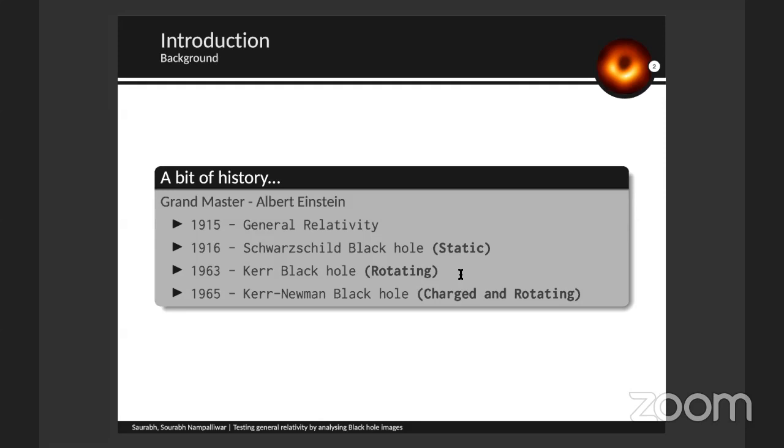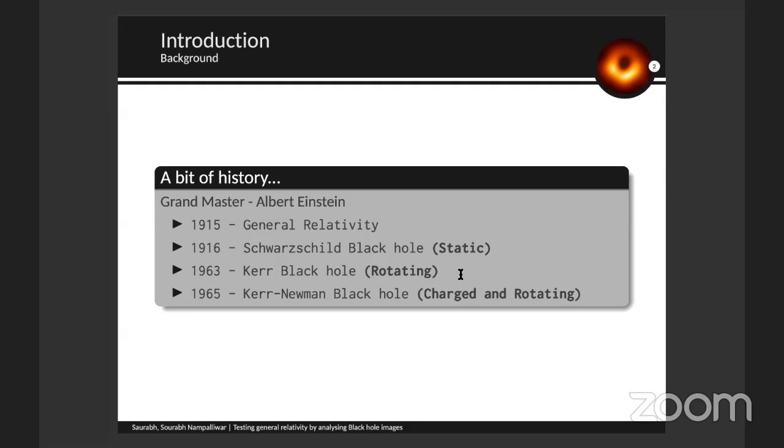Then in 1916, Karl Schwarzschild found the first solution of the Einstein field equations, which were proposed by Einstein. It described a very simple static and spherically symmetric black hole. In 1963, almost 47 years later, Roy Kerr gave a rotating solution of those Einstein field equations, which is nothing but a rotating form of the Schwarzschild black hole, which means a black hole having some angular momentum.